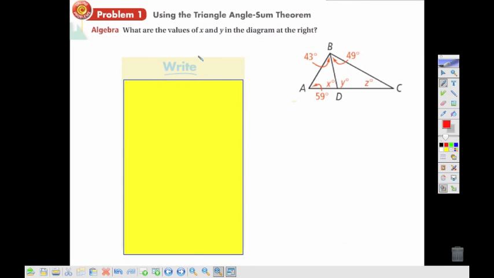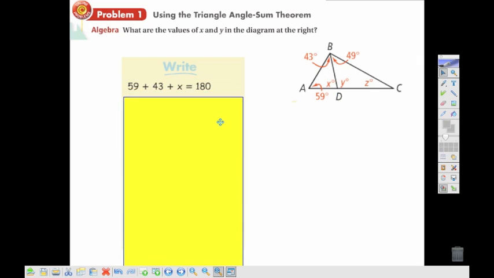So knowing that angles add up to 180 degrees inside of a triangle can help us with a problem like this. But notice exactly where our angles are. In this triangle over here, BDC, I might not be able to solve for y right now because I have two variables. But in the smaller triangle, BAD, I have a 43, a 59, and x. And so I can solve that by adding those three angles and knowing that they're equal to 180 degrees.